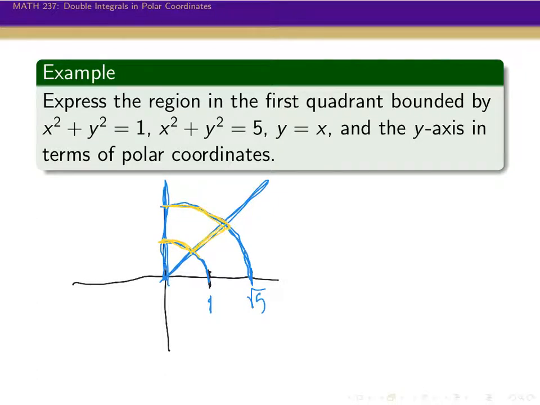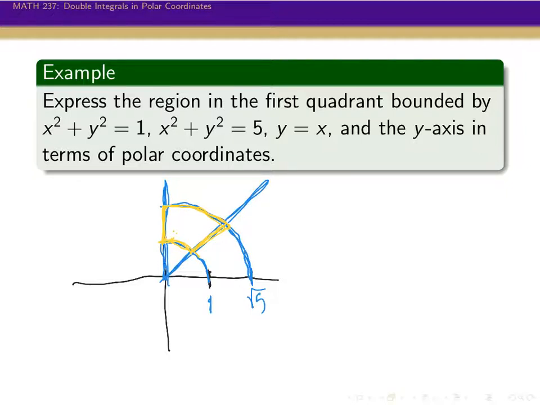And if you look, this would be a really tricky region to try and express in terms of x and y. If we wanted to integrate in terms of y first, sometimes we have this circle on the bottom, sometimes we have this line on the bottom. If you wanted to do it in terms of x first, think about horizontal lines, it's even worse.